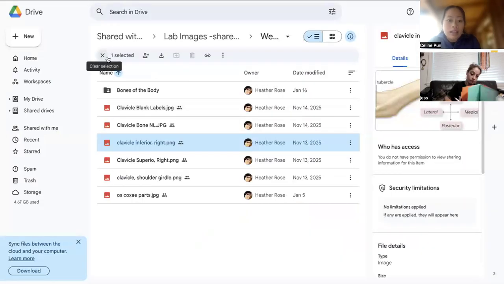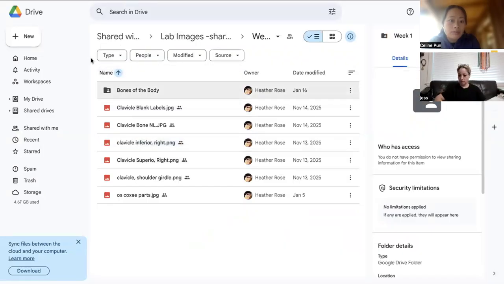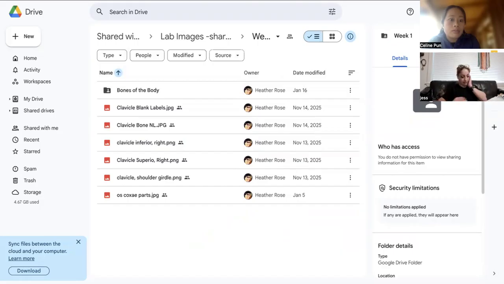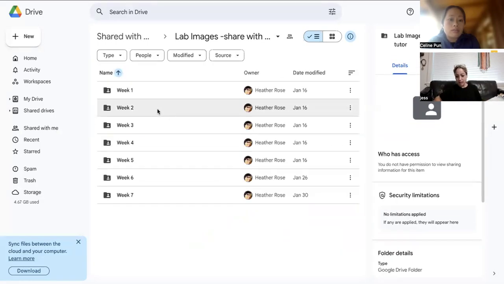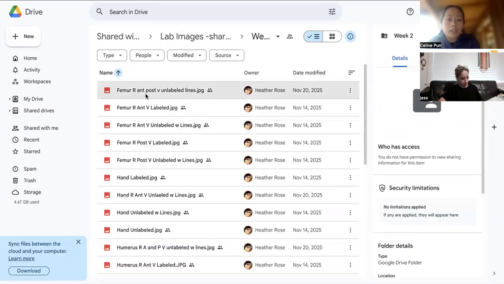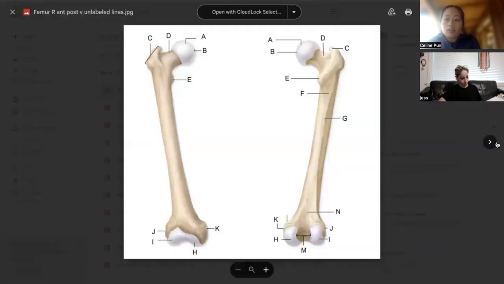Okay, should we go to week two? Yeah, that's helpful, and I'll just keep looking at that and map it out. Okay, for week two, we're going to do the femur. This one has a lot more parts to it.